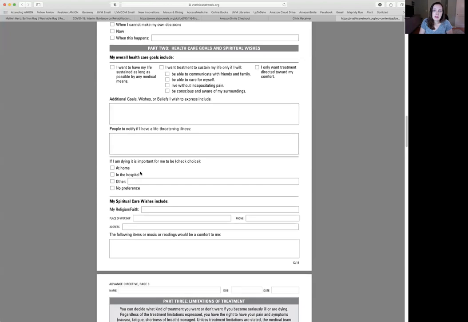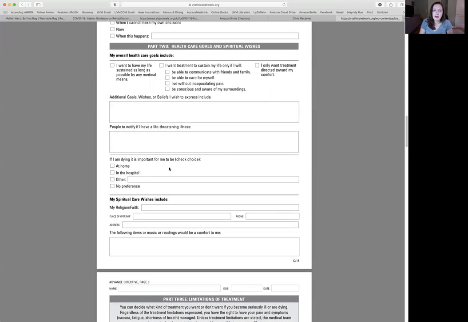Part two talks specifically about your goals for healthcare and your wishes. So this is kind of when people are talking about what quality of life they would be accepting of. And you can see here you have kind of three main categories. So the first one is that you want your life sustained as long as possible. So this would be people who would be accepting of living in a hospital, living in a long-term care facility, living on things like a ventilator, and we'll explain what that means later. But basically, somebody who is fine with doing anything that prolongs the amount of life as much as possible.